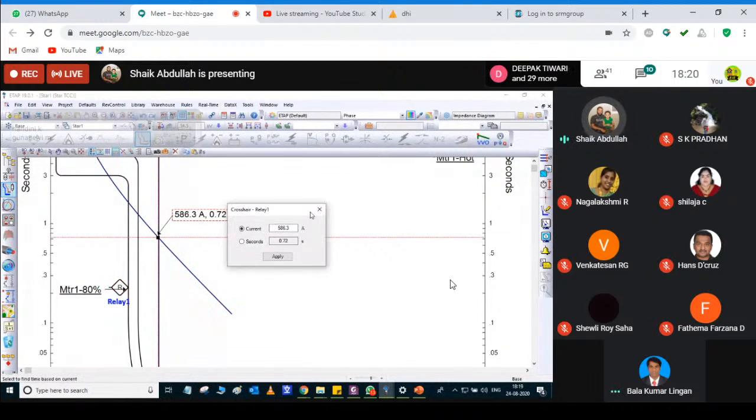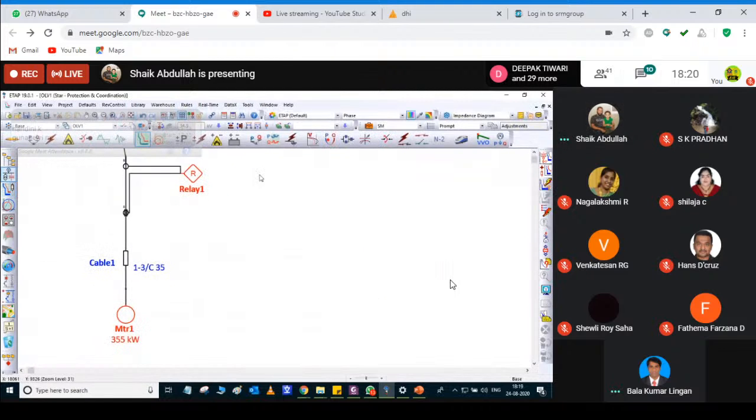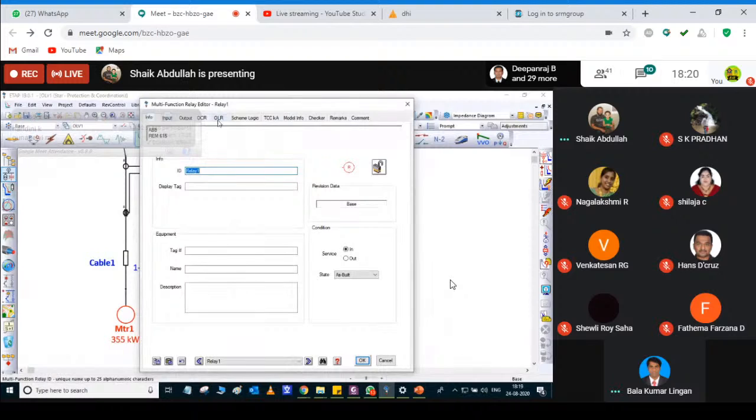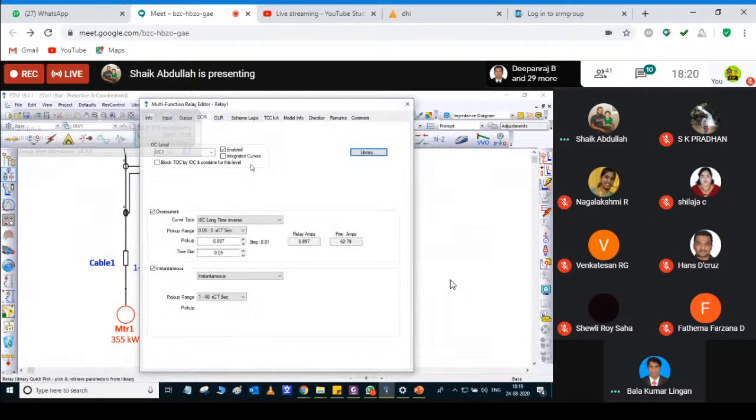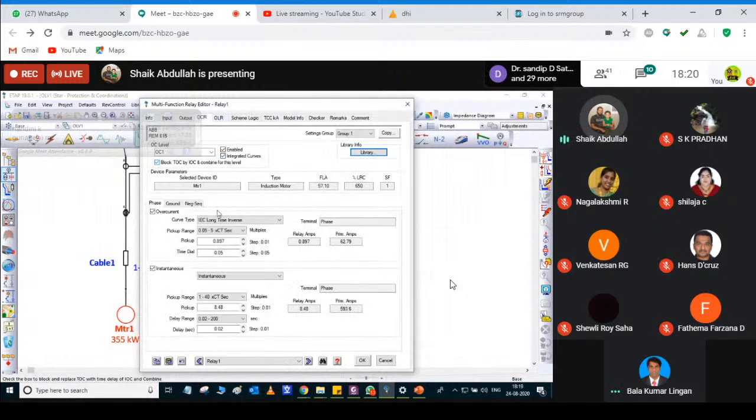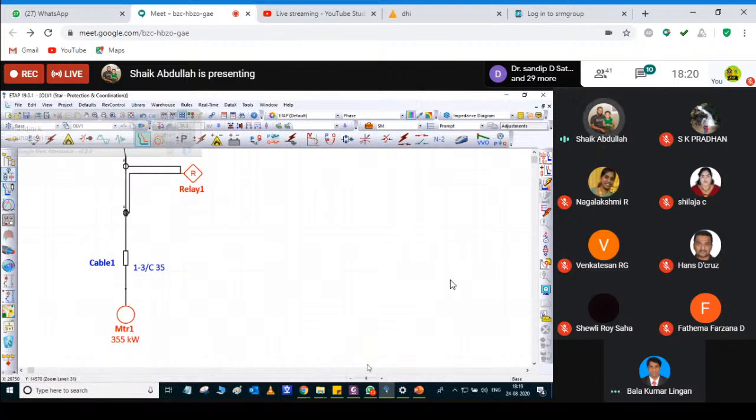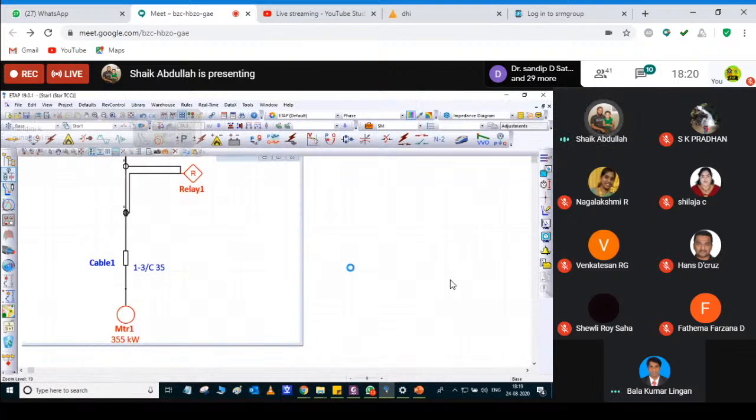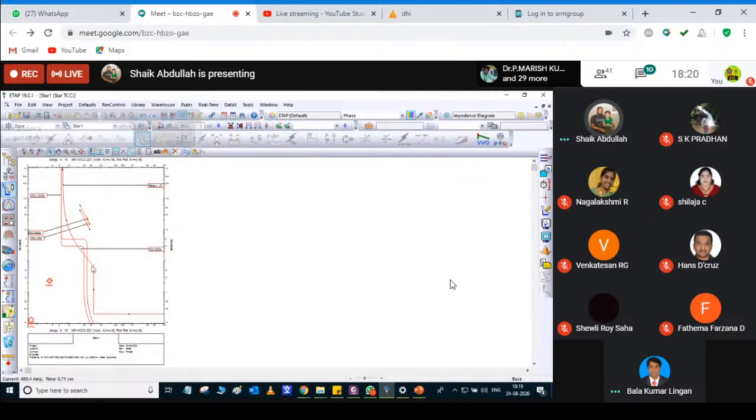So instead of that, I have to block it, and I have to integrate these curves. And now I have to choose and take the relay. And one more important thing, this is actually the cold and hot curves of your motor. This is actually the motor damage curve.